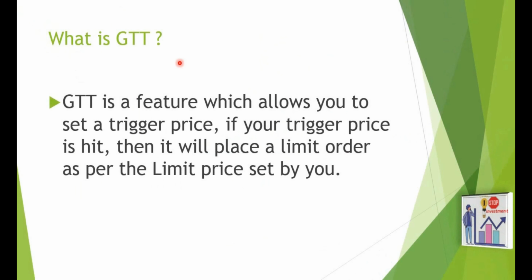What is GTT? Good Till Triggered order. GTT is a feature which allows you to set the trigger price. If your trigger price is hit, then it will place a limit order as per the limit price set by you. If you are outside and the current market price reaches your trigger price, the GTT will place the limit order for you.